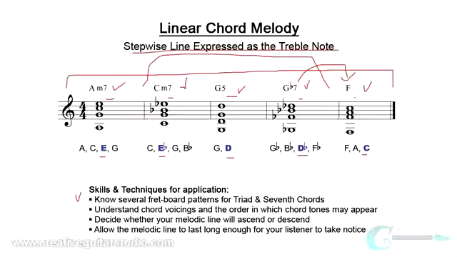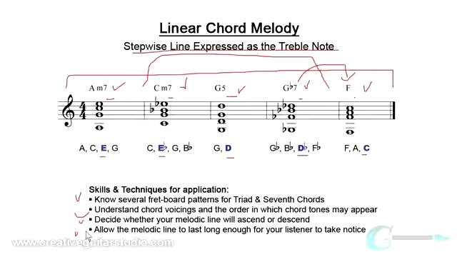So the first one is know several fretboard patterns for the triads, the seventh chords, and even, of course, extensions, altered chords. Basically, the more chords you know, the more patterns on the fretboard you know, the better. Now, the next one is understanding your chord voicings and the order in which the chord tones may appear. In other words, understand chord construction. It's very valuable to understand how chords are built. The next one after that, decide whether your melodic line will be ascending or descending. It's a good idea to have that obviously planned out before you get rolling with this.